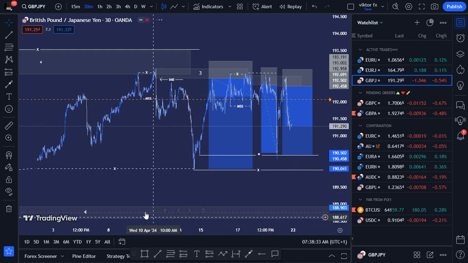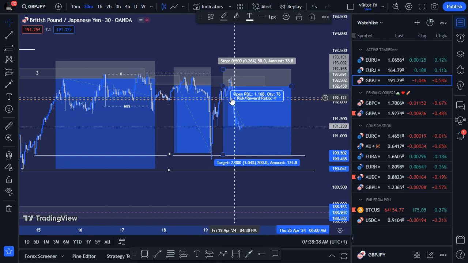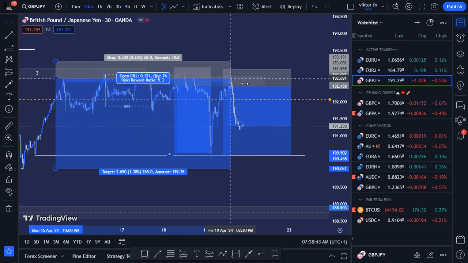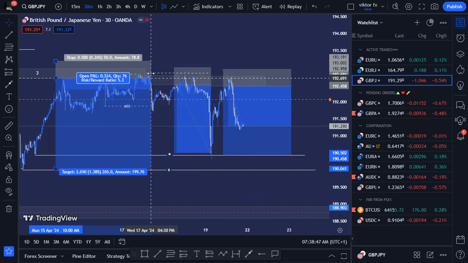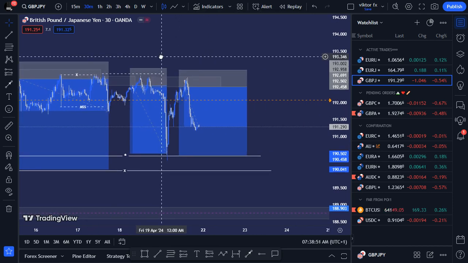Price just tapped me in and started moving in my direction. I think this is one of my fastest trades yet. This one here hit TP. This one is currently running at about 140 pips for market close. I'm going to leave them till next week.